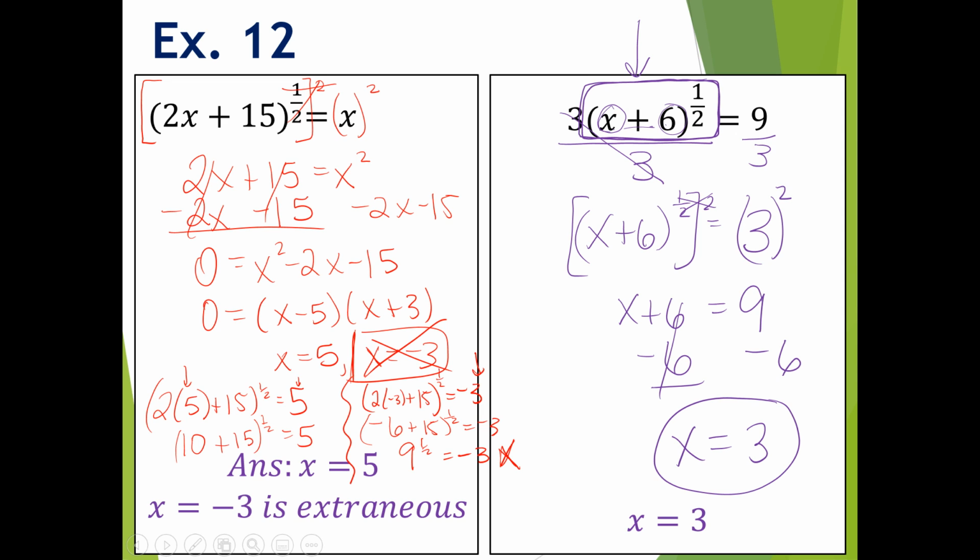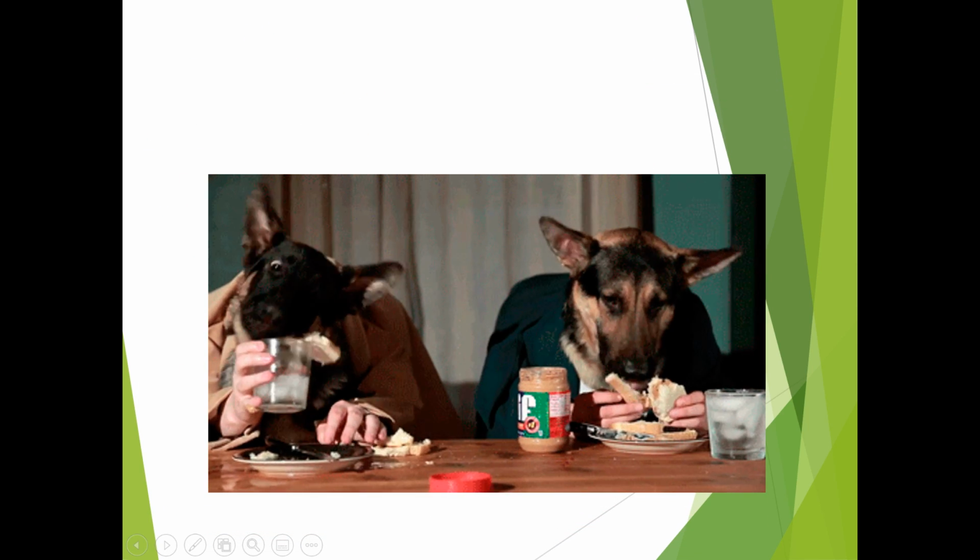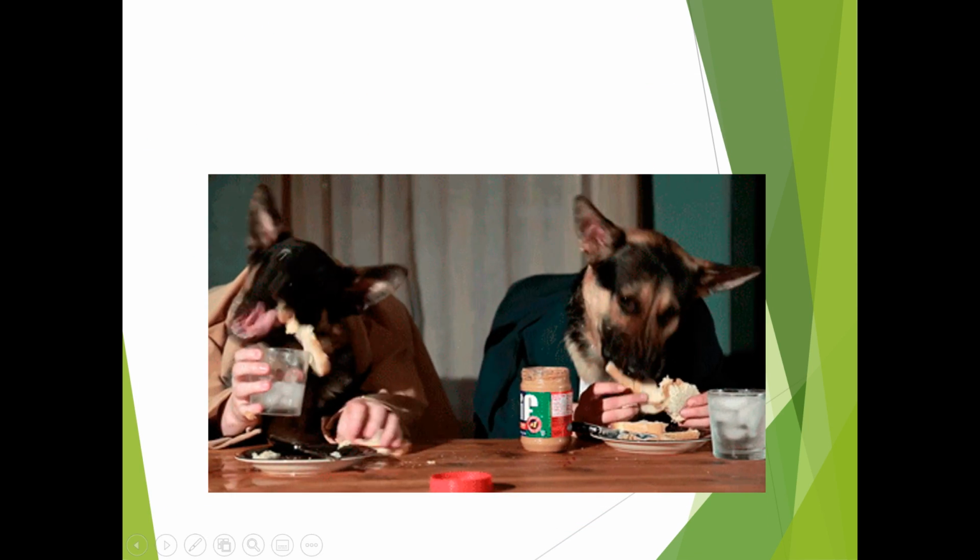And more importantly, not more importantly, but just as importantly, make sure you see this video, these dogs eating peanut butter and jelly sandwiches.